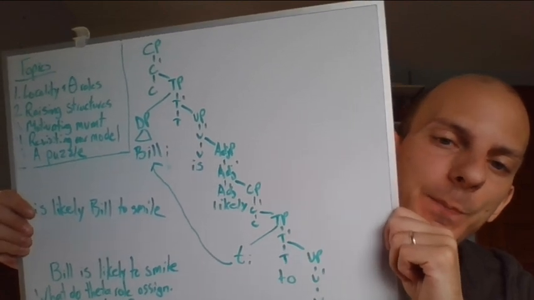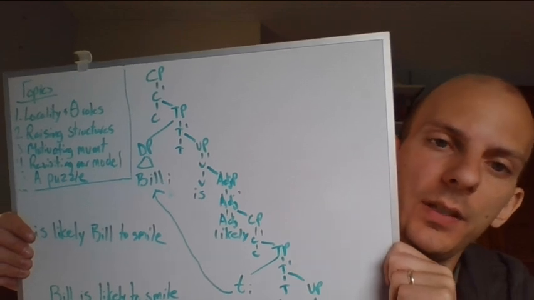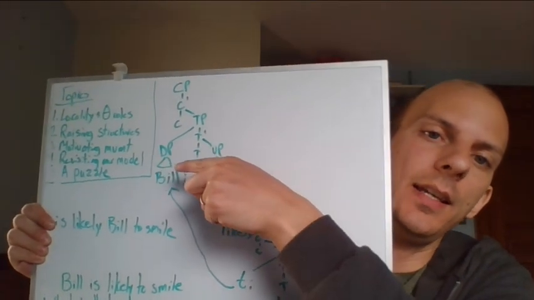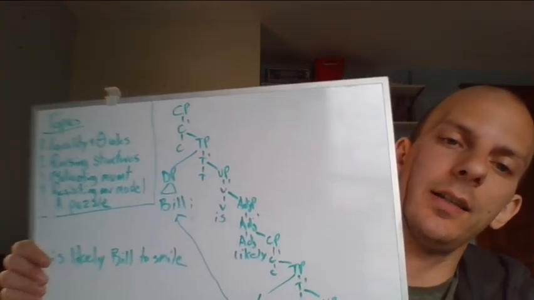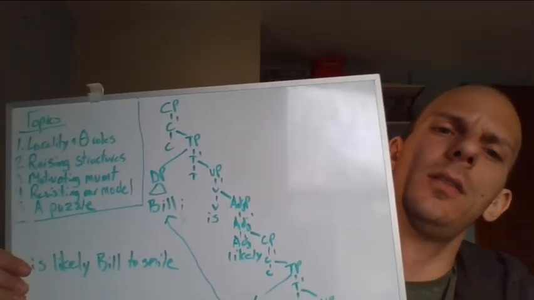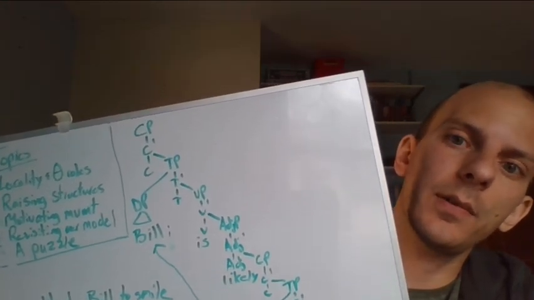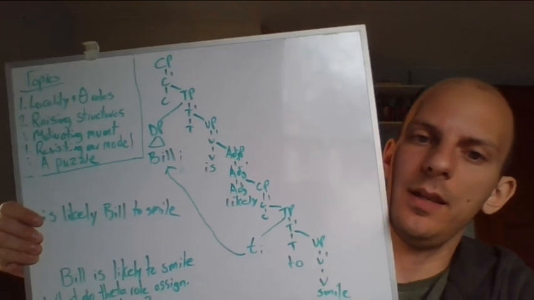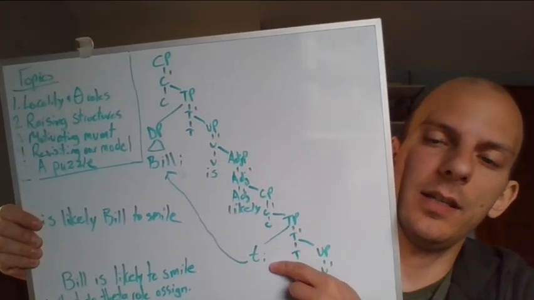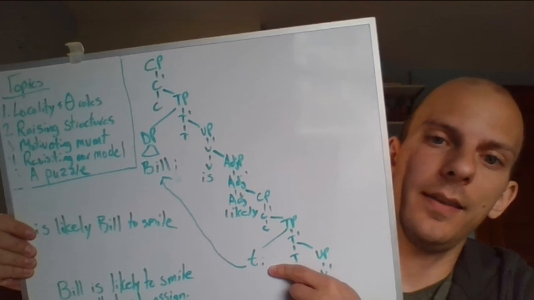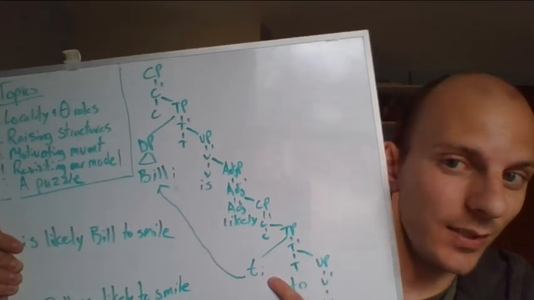One of them is this. Let's think about the EPP again. Now that we've done this movement, is there something in this specifier TP position to satisfy the EPP? Yeah, of course, Bill is there. So it's satisfied with respect to the upper clause. Is there something in specifier TP of this lower clause that's satisfying the EPP? Now that's a tougher question.